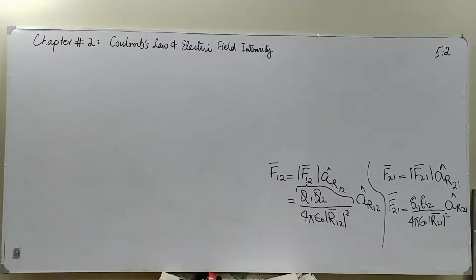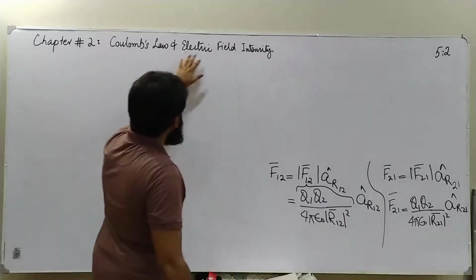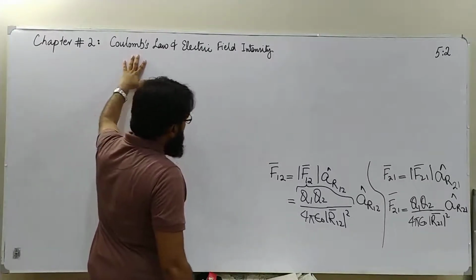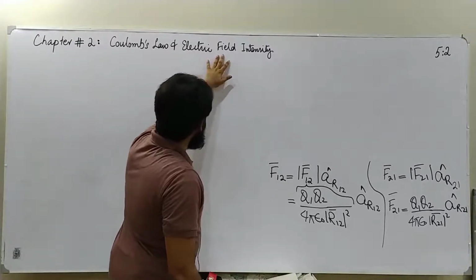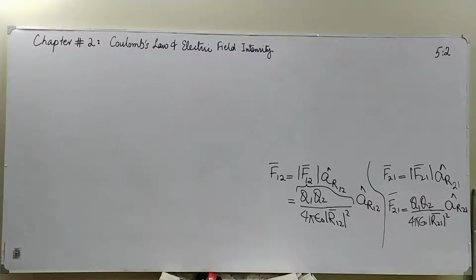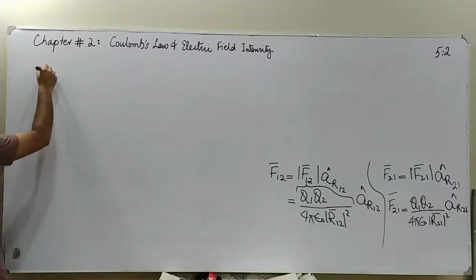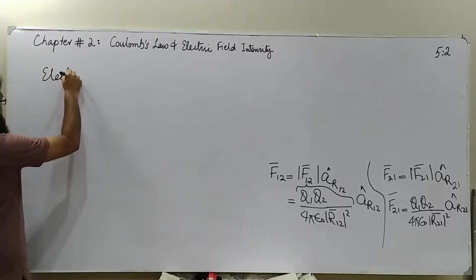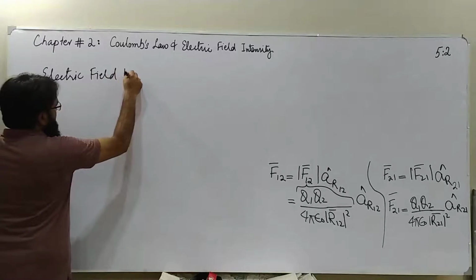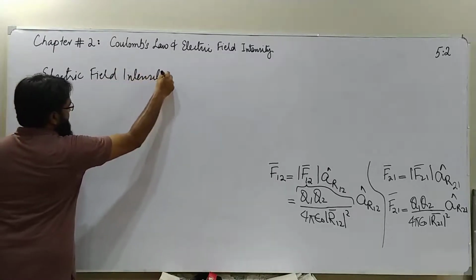All right, so so far we have discussed Coulomb's law. The title of the chapter is Coulomb's law and electric field intensity. So far we have discussed Coulomb's law and elaborated much on it. So let's talk about the second topic of this chapter, which is electric field intensity. So what is electric field intensity?